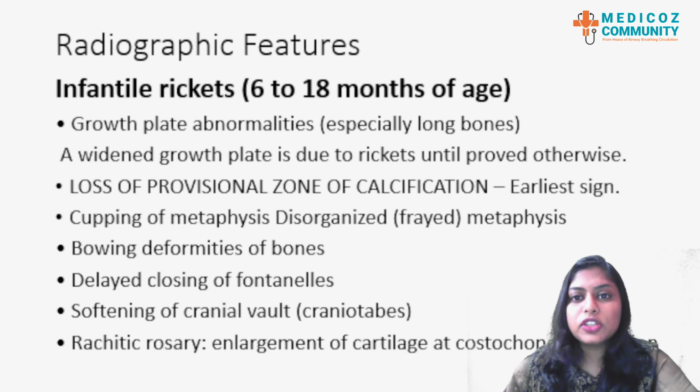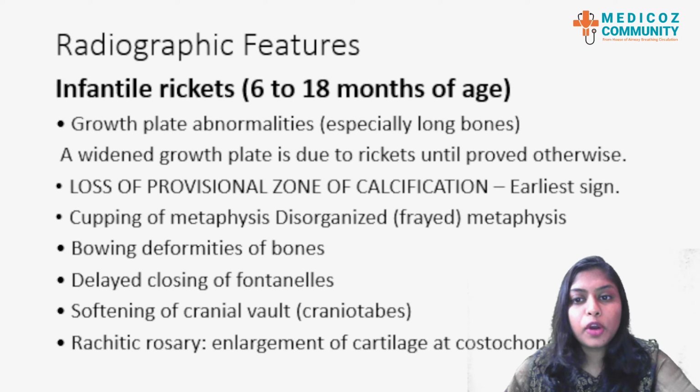So what are the radiological findings? It is divided into two: infantile rickets and adult. In infantile rickets, at 6 to 18 months of age, there will be growth plate abnormalities, especially in the long bones. The widened growth plate, if it is more than 2 to 4 mm, then we have to think about rickets until proved otherwise. The loss of the provisional zone of calcification is the earliest sign, which we'll be seeing in the pictures as well. The cupping of the metaphysis is due to disorganized osteoid matrix that is deposited in the metaphysis.